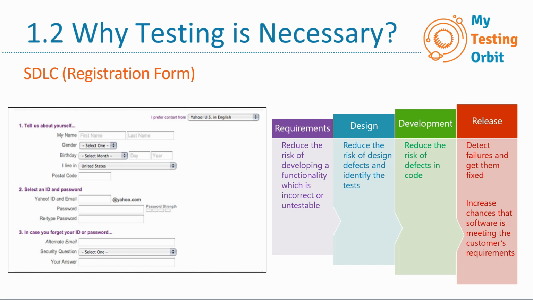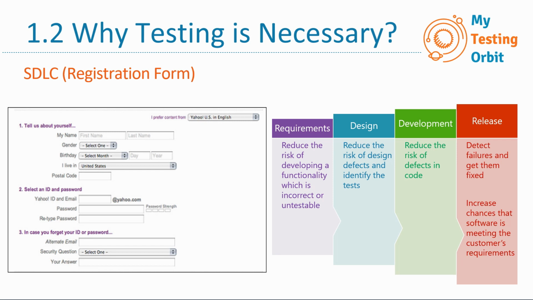Then let's go to the development phase. In development, testing can reduce the risk of defects in code. Let's take an example: if it says that the name is a mandatory field, but on the back end in the code, there is no check for the name field being mandatory, then when we run the test, it will fail.